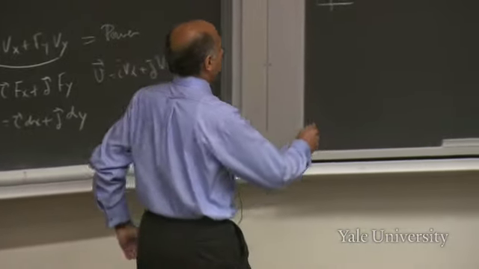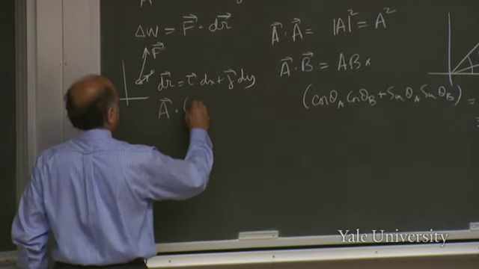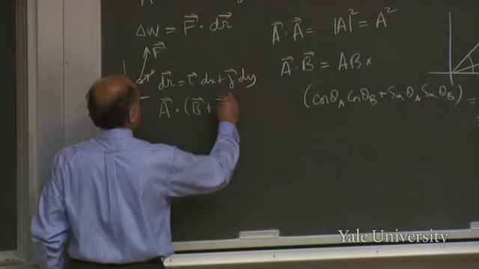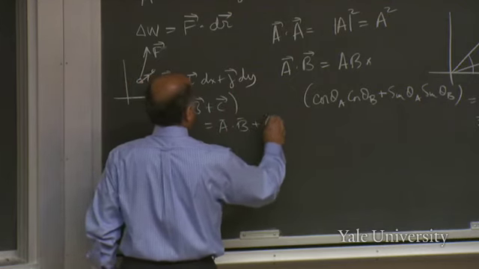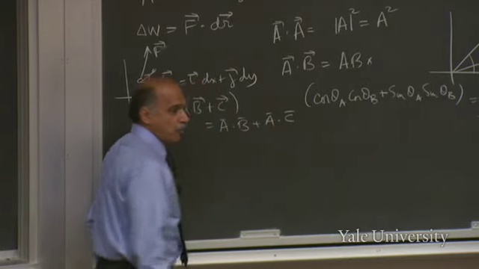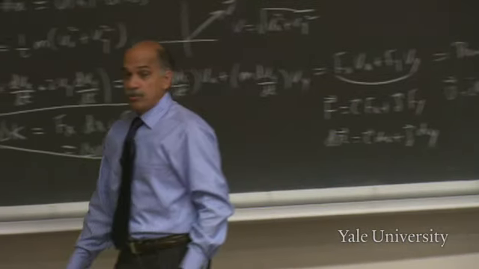An important property of the dot product, which you can check either way, is the dot product of a with b plus c is dot product of a with b plus dot product of a with c. That just means you can open out the brackets with dot products as you can with ordinary products.